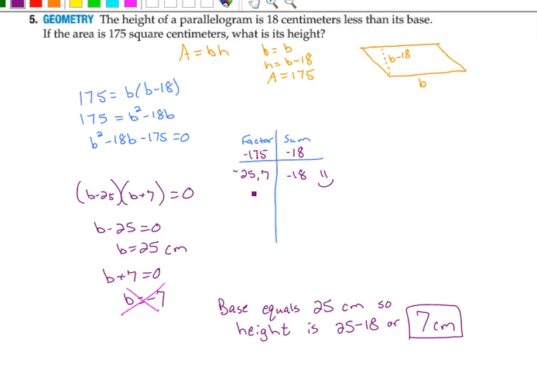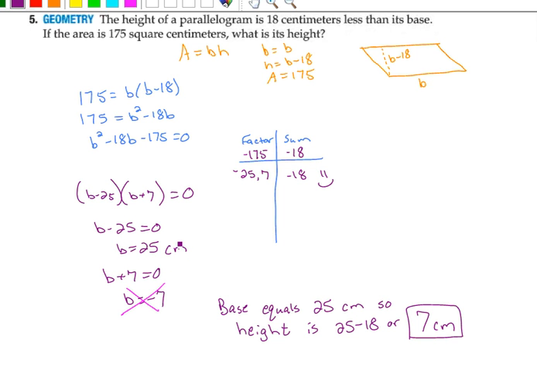I was pretty lucky my first time around because I saw 75 and I know that 25 is going to be a factor of anything that ends in 75. Okay, I also used that clue that he's negative. That means that my bigger number has to be negative. So I factored that. I set them both equal to 0. I realized I was dealing with a story problem, so that negative 7 I had to cancel out right away. So I knew B equals 25 centimeters.